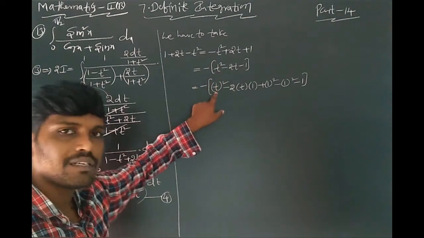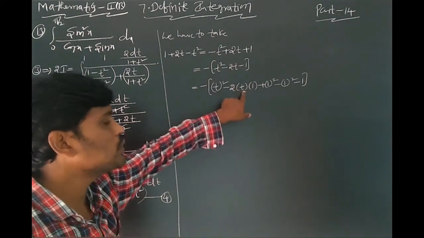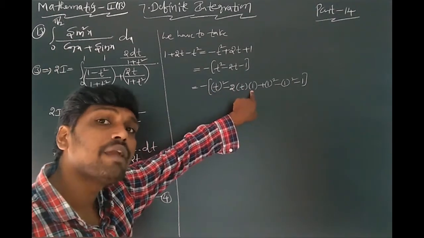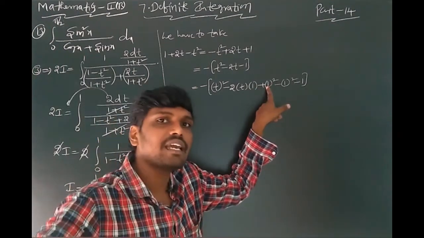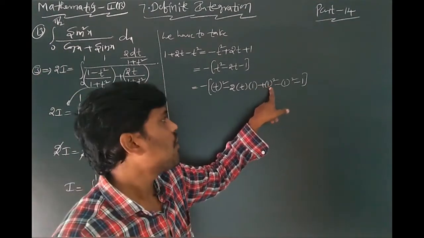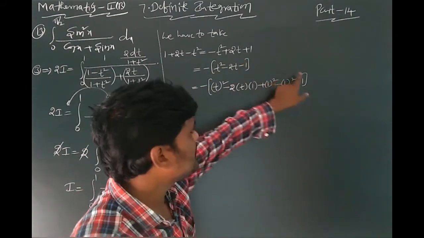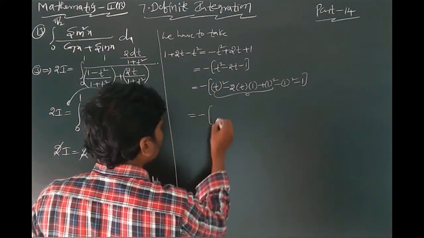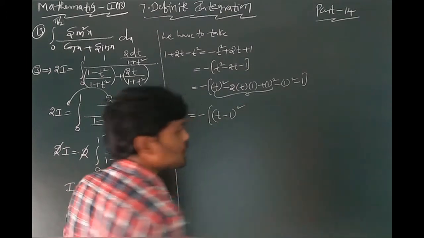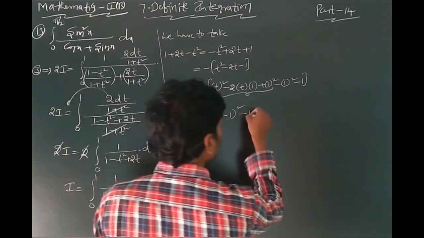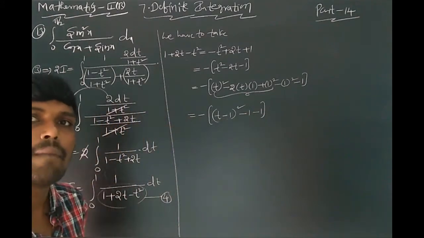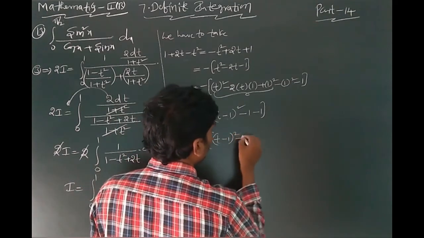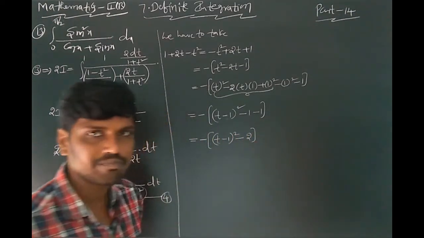Here t square is nothing but t whole square, and 2t is nothing but 2 into t into 1. Suppose this is a square minus 2ab. What is the b value here? The b value is 1. That's why you can write adding b square and subtracting b square, that is, 1 square minus 1 square. Similarly, 1 is there. After that, these three terms you can write as minus of (t minus 1) whole square minus 1 minus 1, which is minus of ((t minus 1) whole square minus 2).